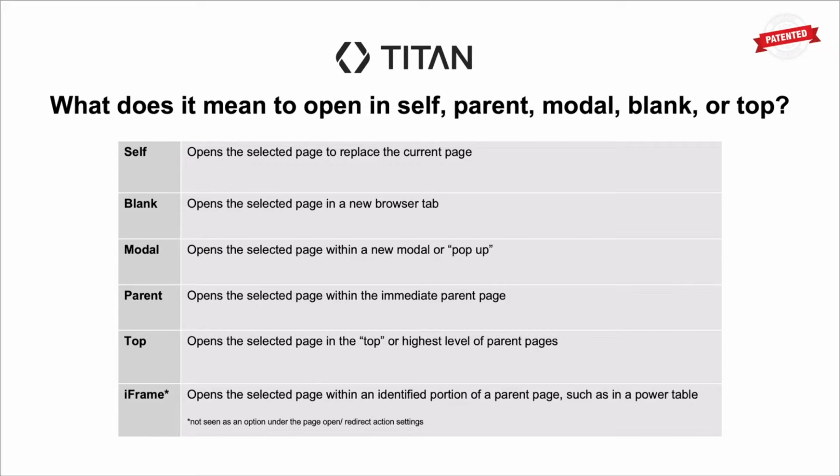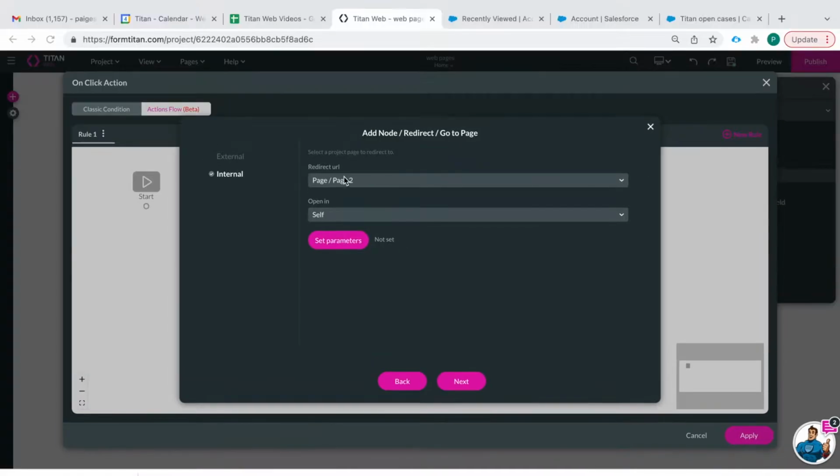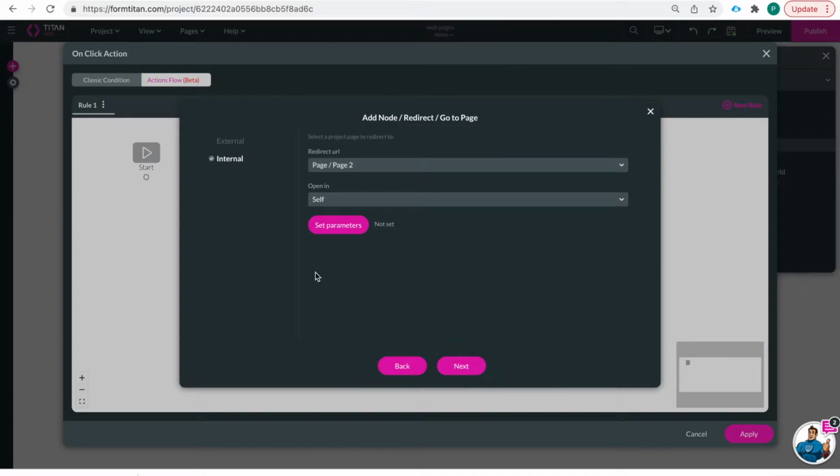And I'm going to show you all of these things. And iframe is not one of these options when you're redirecting to a page, but you can open a page in an iframe, such as within a power table. And I'm going to show you that too right now. So let's redirect to page 2 in self. And I'm not going to bother with setting parameters right now. We'll deal with that later on in the video.